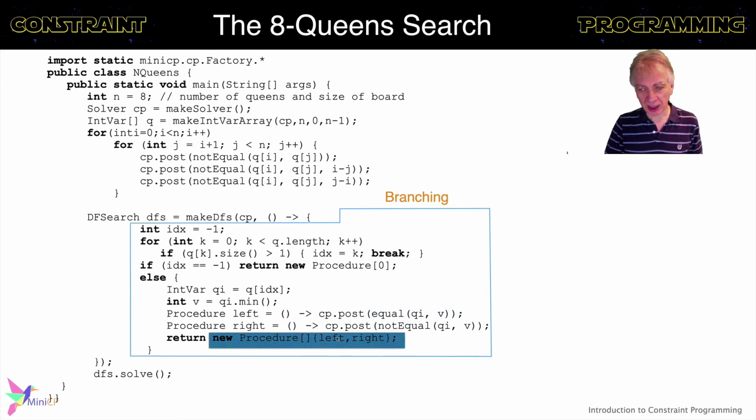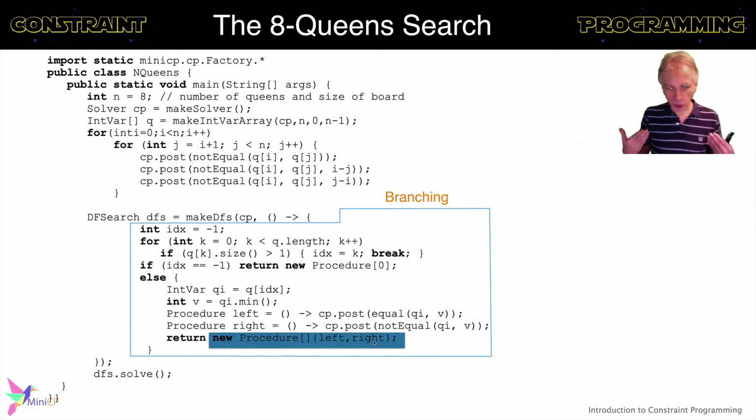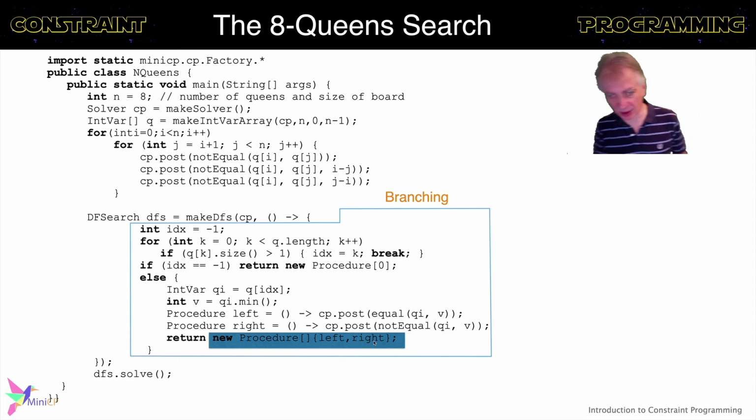And what you do is you take these left and these right branches and return them. That's what the branching scheme does. So when you are programming the MiniCP system and you want to define your own branching procedure, what you do is you write this closure which returns either an empty set of branching or a collection of branching as an array here. Okay. Now these are closures.